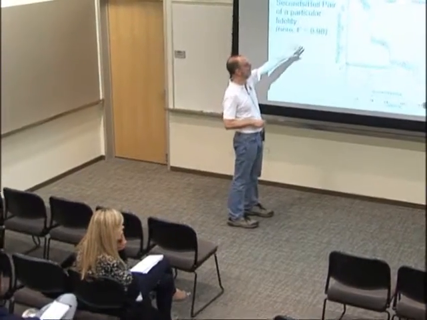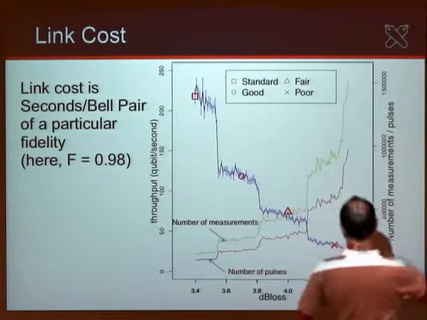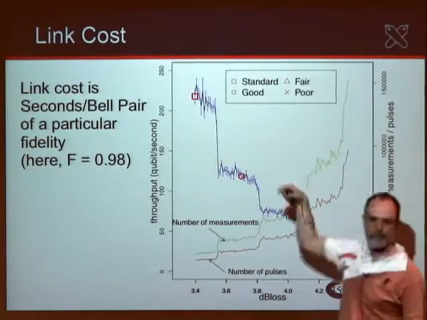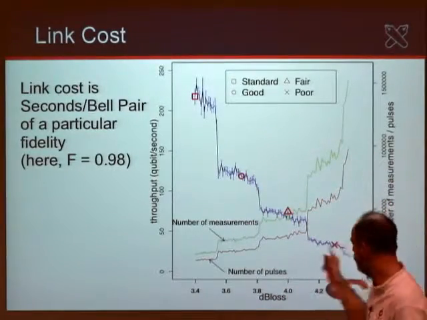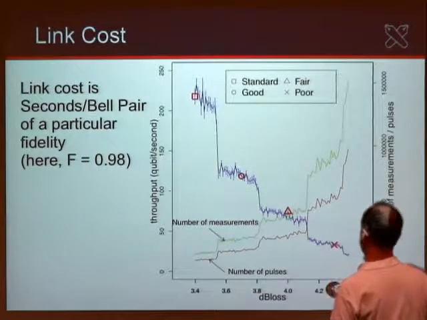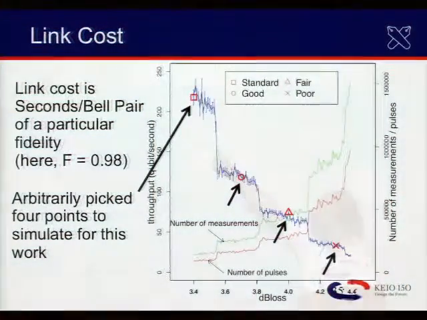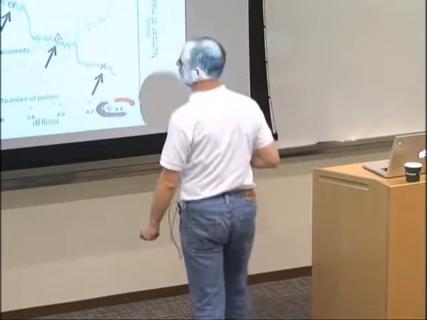Right, so this is still over a single link. What we're looking for here is a metric for our link cost. So it looks like in this case, both for a single hop, the number of pulses and the number of measurements both look to be reasonable metrics. They go up as throughput goes down. We'll see though that one of these actually winds up being a slightly better metric. For the purposes of these simulations, we picked out 4 points on this curve that were chosen arbitrarily. We said, in our network, there are 4 links of 4 different qualities. That's where they are.